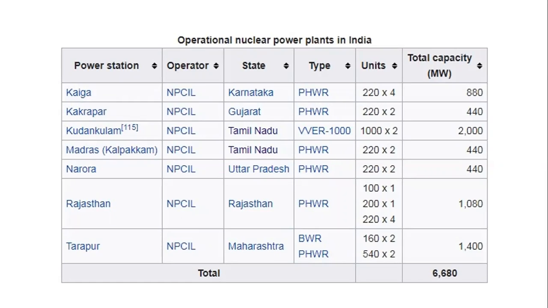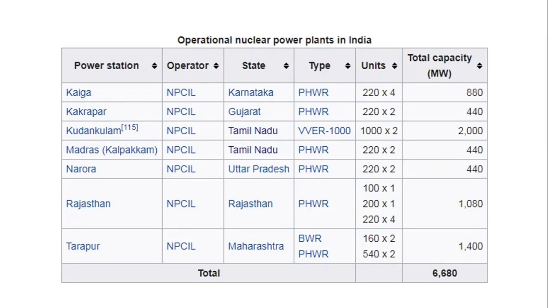In Rajasthan, there are 4 units as well as a further 2 units, so a total of 6 units are run. One has 100 megawatts, one has 200 megawatts, and 4 have 220 megawatts. So the total capacity of the plant in Rajasthan is 1080 megawatts.